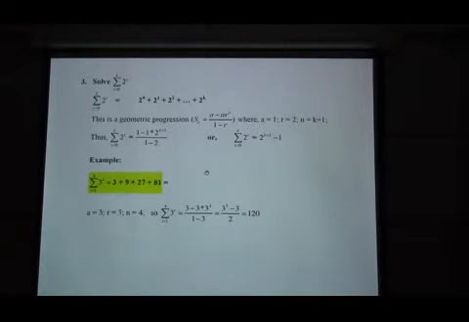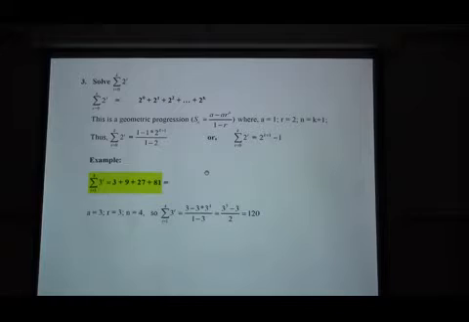Okay, so in this example here, the summation is 2 to the I, as I goes from 0 to k, so it's 2 to the 0, 2 to the 1, 2 to the 2, all the way to 2 to the k. So we can see that each term is double the previous one. 1, 2, 4, 8, etc.